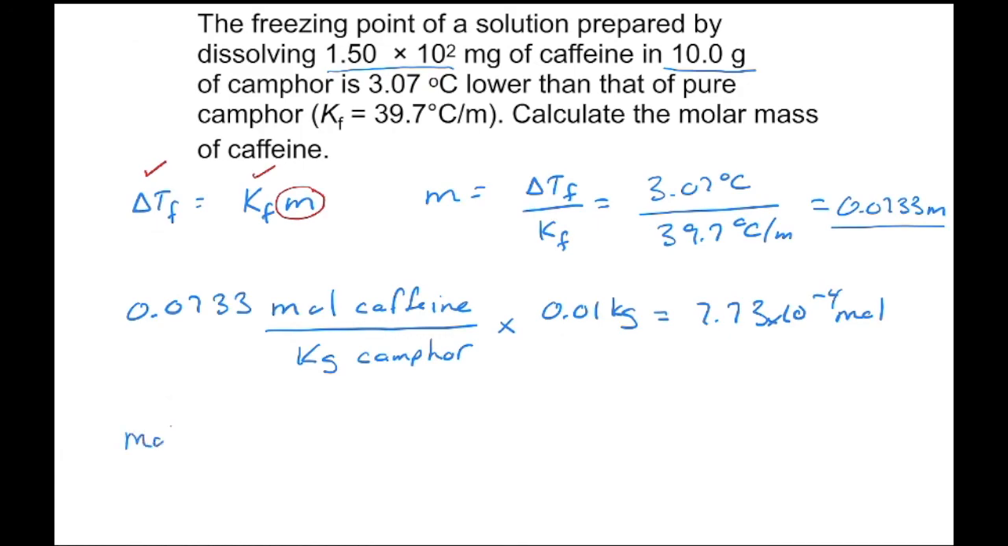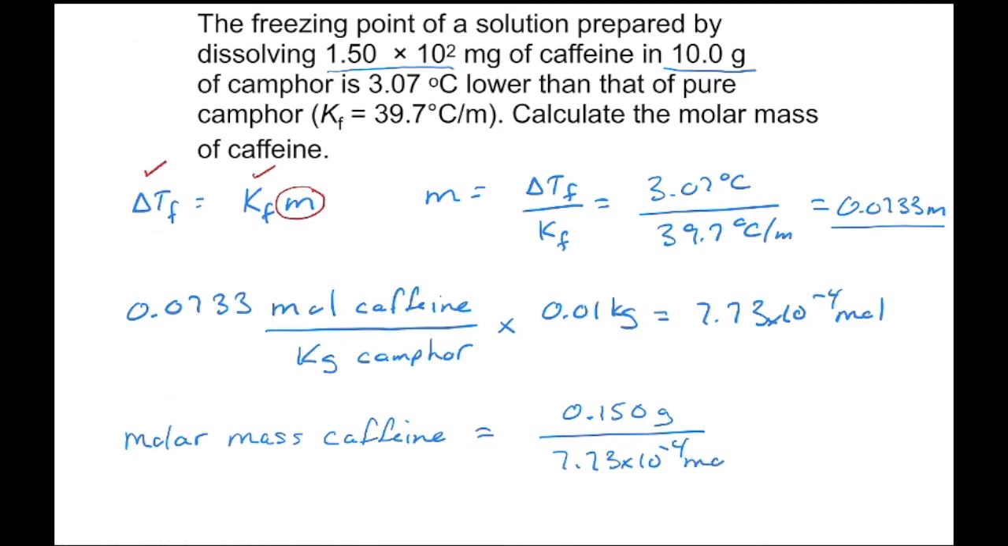So now the molar mass of caffeine is going to equal the grams of caffeine, 150 milligrams, which is the same as 0.150 grams, over the moles, which is 7.33 times 10 to the minus 4 moles. And we end up with 194 grams per mole for the molar mass of caffeine.